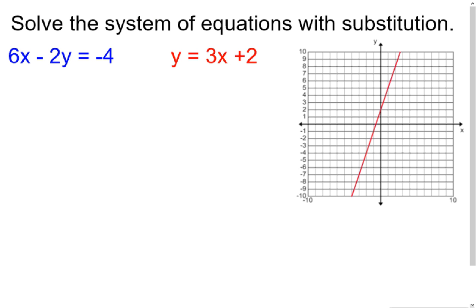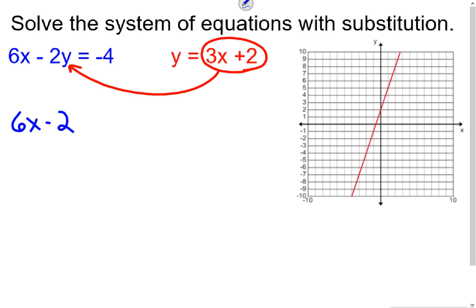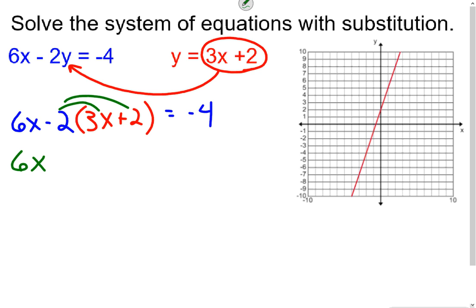Now in this one, we have to solve our system again. This one's nice again because we already have one of those variables all by itself right here. And I'm going to take that y value and put it into my equation right there. So now I have 6x minus, but not y. I'm going to put the 3x plus 2, and then that equals negative 4. And I work on solving this equation. So if I distribute here, I'm going to have 6x minus 6x minus 4 equal to negative 4.